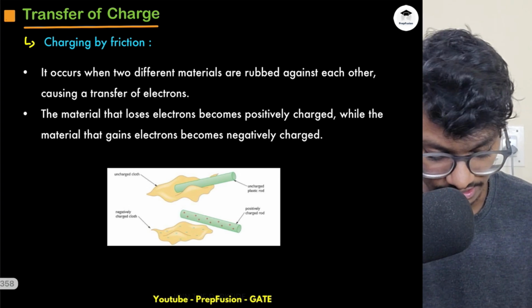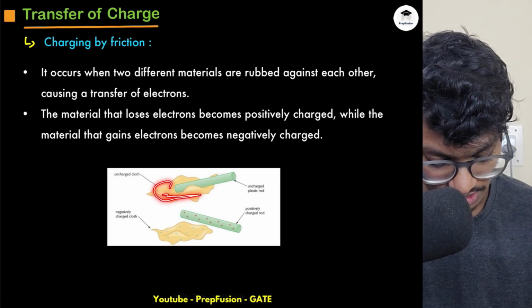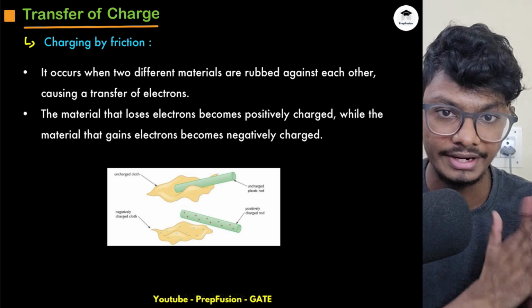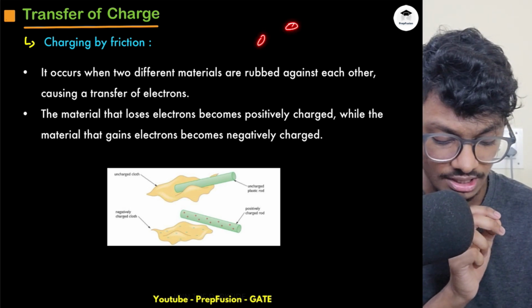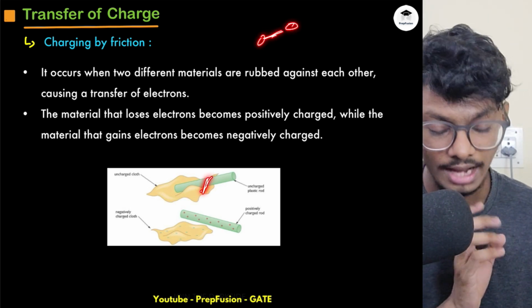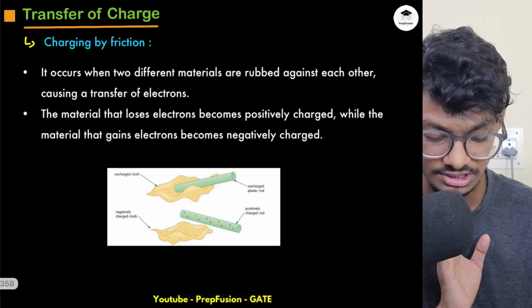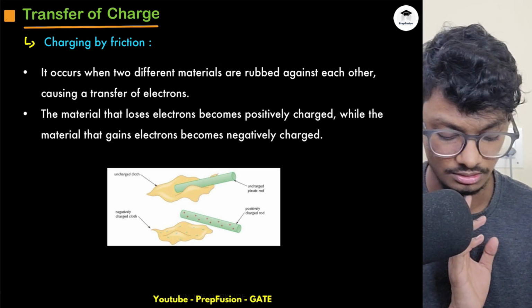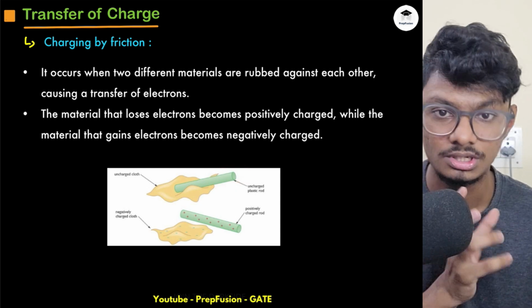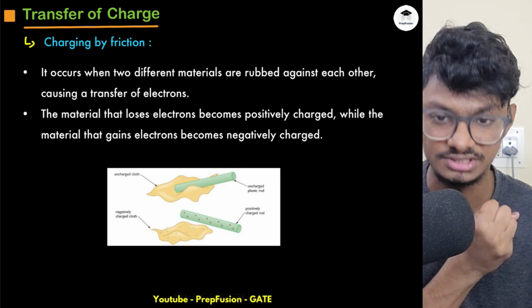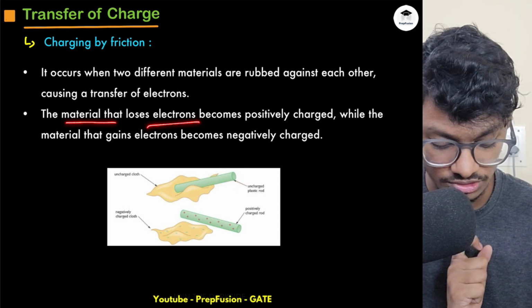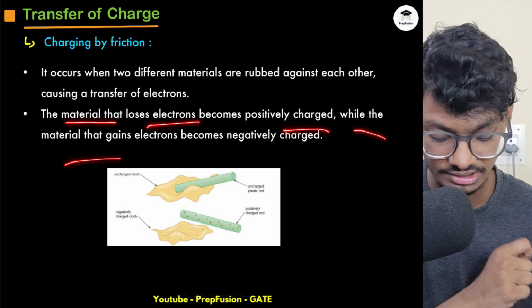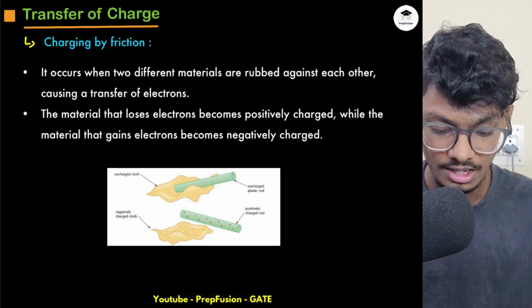If two materials, like this uncharged cloth and this plastic rod, are rubbed, what happens is the outer electrons come into contact. Okay, and there is some transfer of charge, because a few electrons will flow into this cloth and a few electrons will flow out of this cloth to the plastic rod, as the electrons are experiencing some force. So the material that loses electrons becomes positively charged, while the material that gains electrons becomes negatively charged.